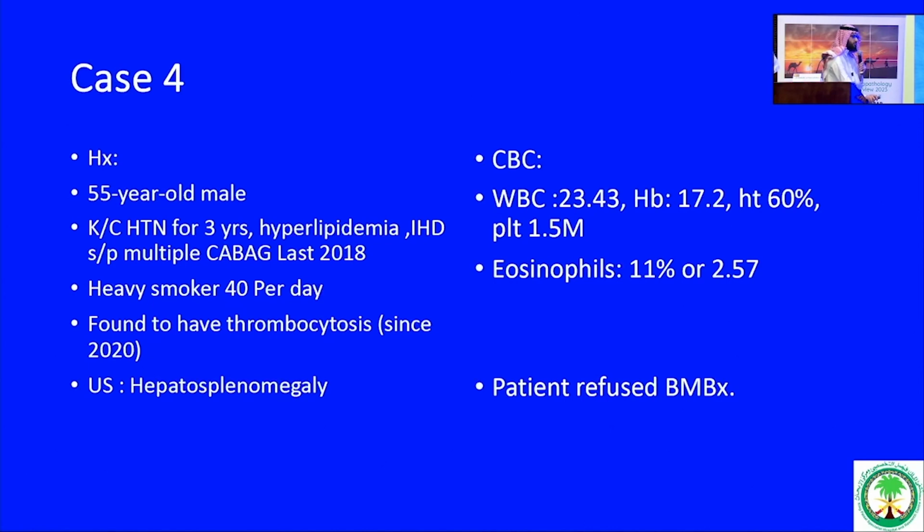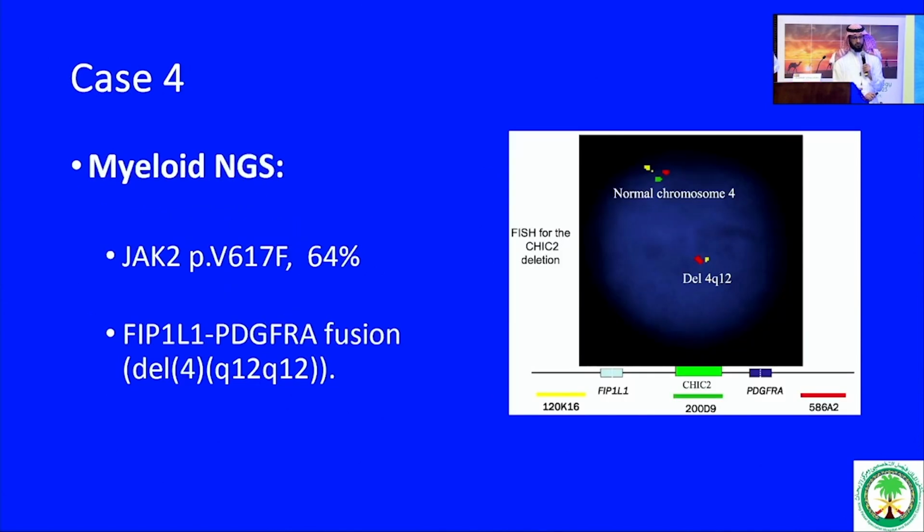Patient refused bone marrow biopsy. We followed him several times. He doesn't want to do bone marrow biopsy, so they sent blood samples for myeloid NGS. And this is what we found. We found JAK2 mutation. JAK2 is well known, associated with MPN, and can be seen in other myeloid neoplasms. But also we found the FIP1L1-PDGFRA fusion. So this is the fusion commonly seen with hypereosinophilic syndromes, basically due to deletion of CHIC2. So CHIC2, all of this is on chromosome 4. So it's a deletion within chromosome 4.